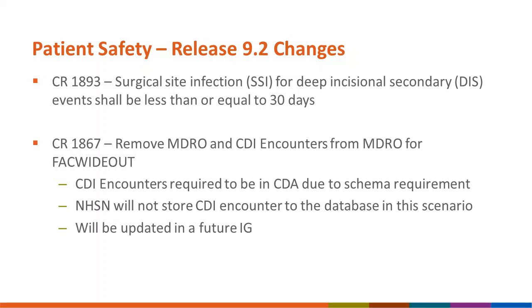CR 1893 is to add business rules limiting surveillance period for deep incisional secondary SSI events to be entered within 30 days in the application. And CR 1867 is to remove MDRO and CDI encounter fields from MDRO FACWIDE out. Due to CDA schema requirements, CDI encounters must be included in the CDA. For now, the user can just enter 0, and the application will not store this number in the database. We will make an update to this in a future IG. Next slide.